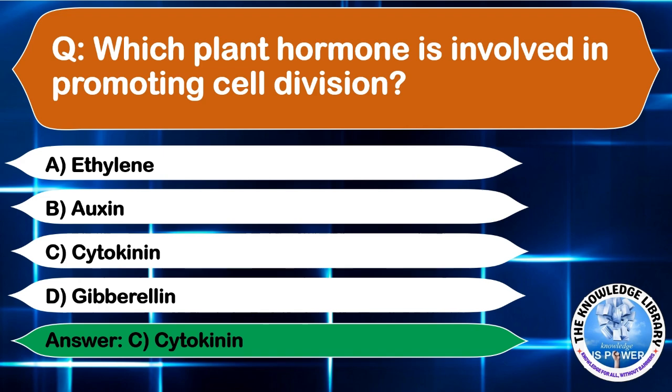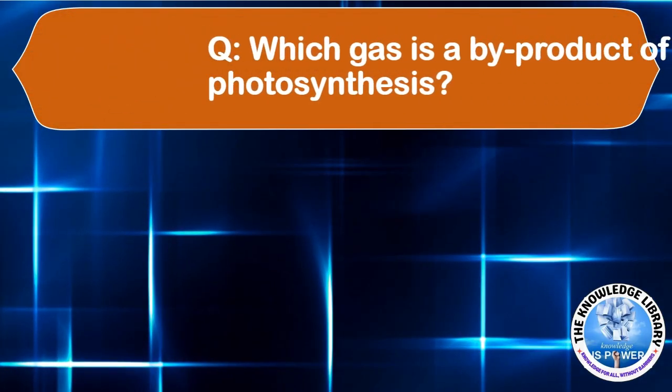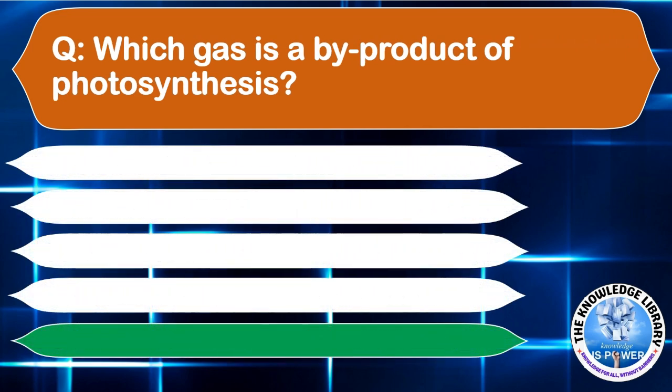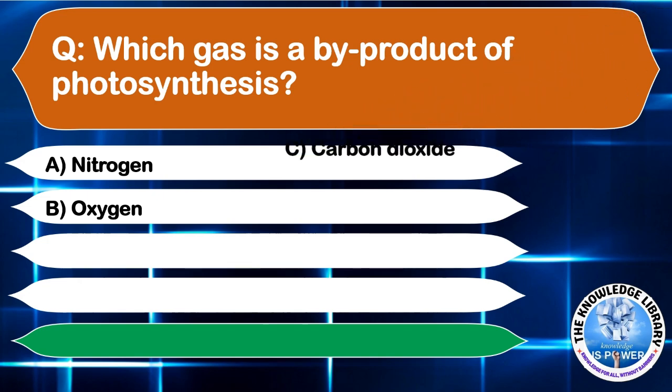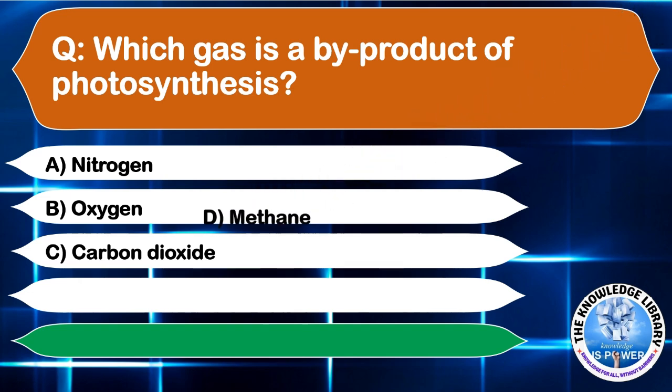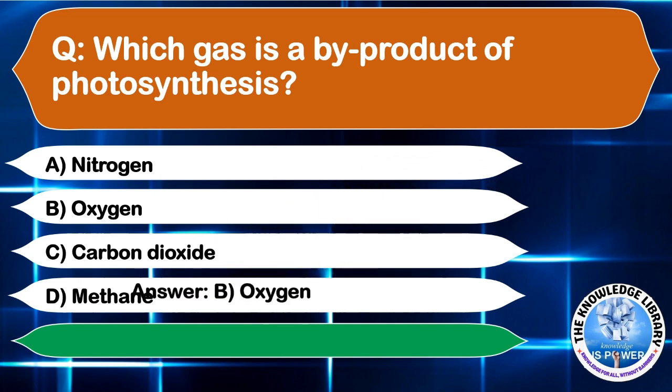Moving to the next question. Which gas is a byproduct of photosynthesis? Option A, nitrogen. Option B, oxygen. Option C, carbon dioxide. Or option D, methane. The correct answer is option B, oxygen.